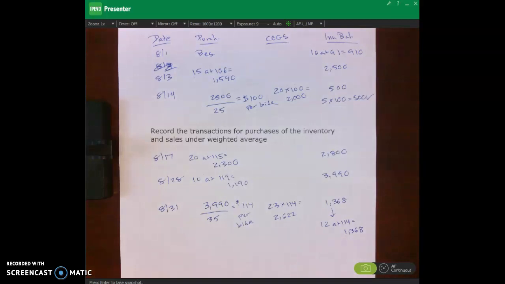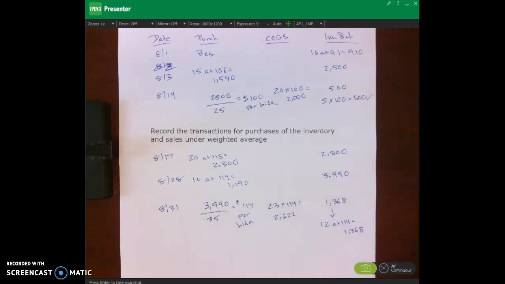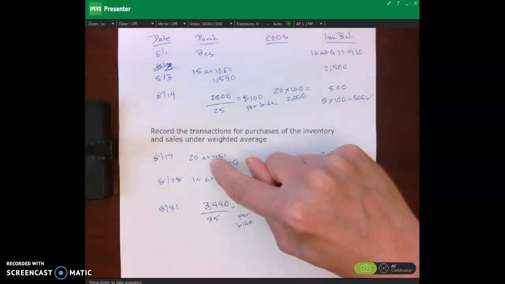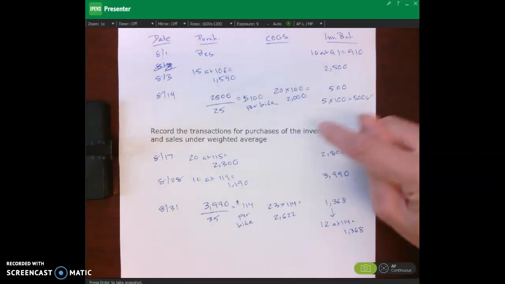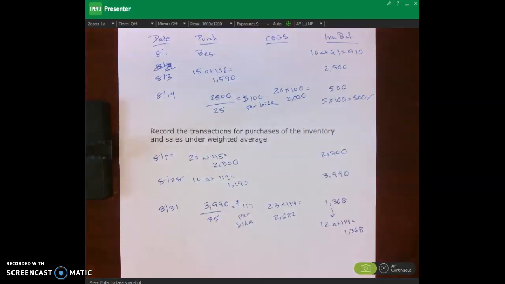Now, when we make a sale in weighted average, we have to recompute the average cost per unit. So I take my total cost of $3,990 divided by 35. That's the number of bikes that I have on hand. How did I get that? I had 5 bikes up here. I added another 20 and then another 10. The 5 plus the 20 plus the 10 gives me 35. So then I divide those two. I get $114 per bike.